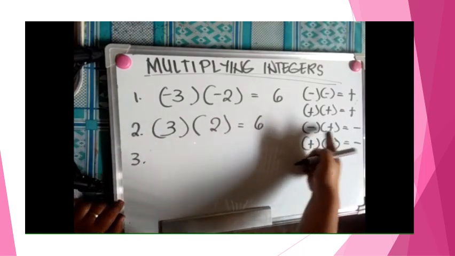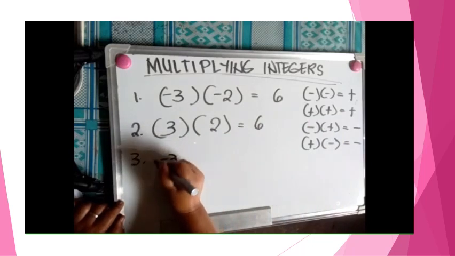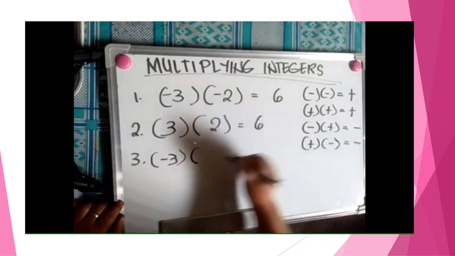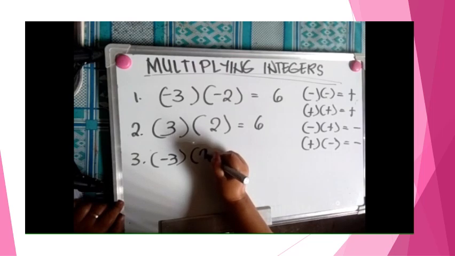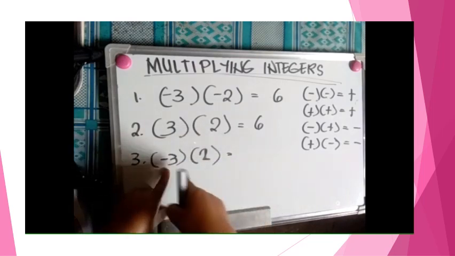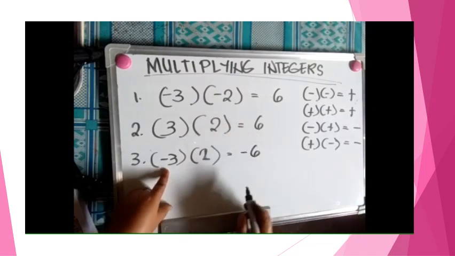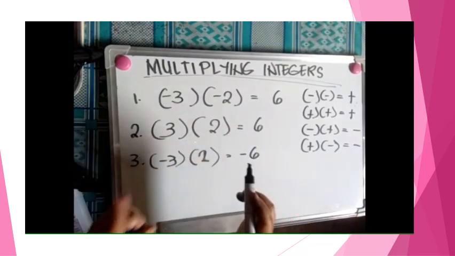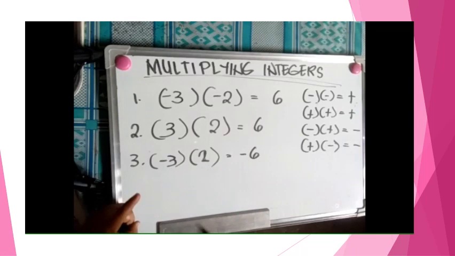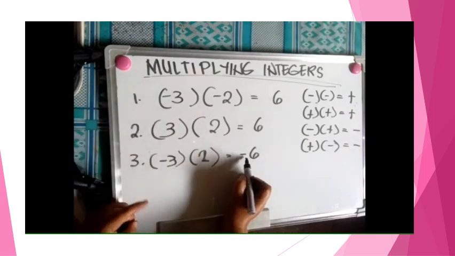Let's use negative and positive. Negative 3 and positive 2. So, negative 3 times positive 2 is equal to what? Negative 6. Because according to the rule, if a negative and a positive are together, the product is negative.